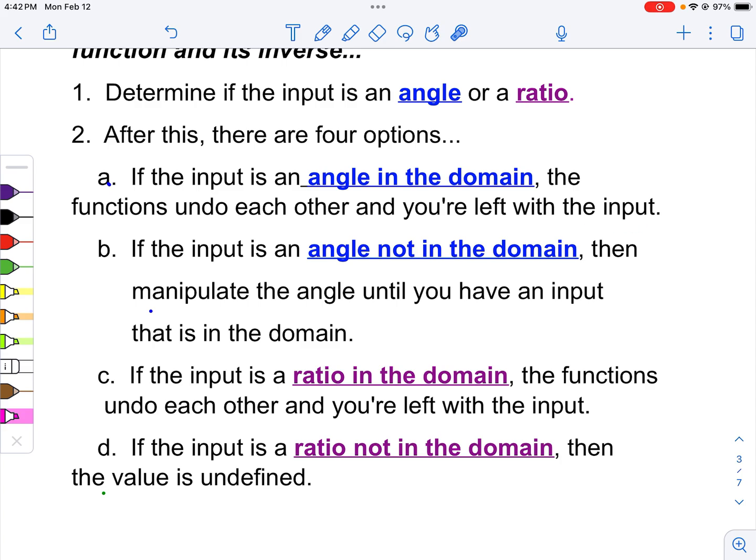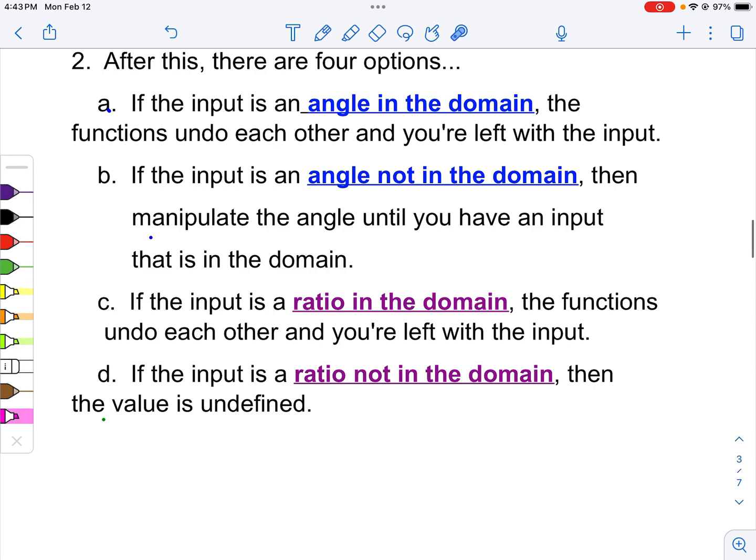Okay, if the input is an angle and it's not in the domain, that's where we're going to have to manipulate, kind of like what we did on the first day of the inverse trig. We're going to change that angle until we have an angle that has the same sine or cosine or tangent value, but it has to be within the restricted domain.